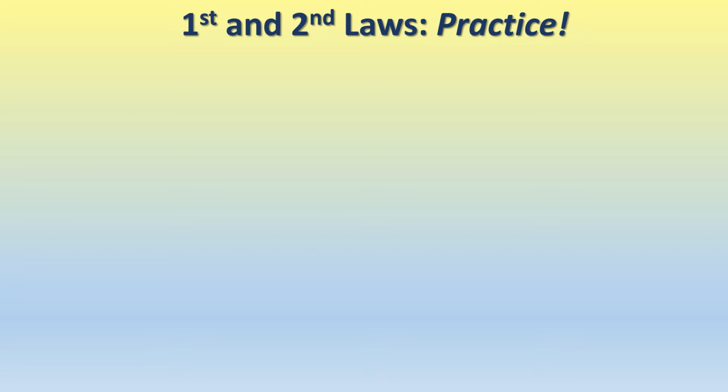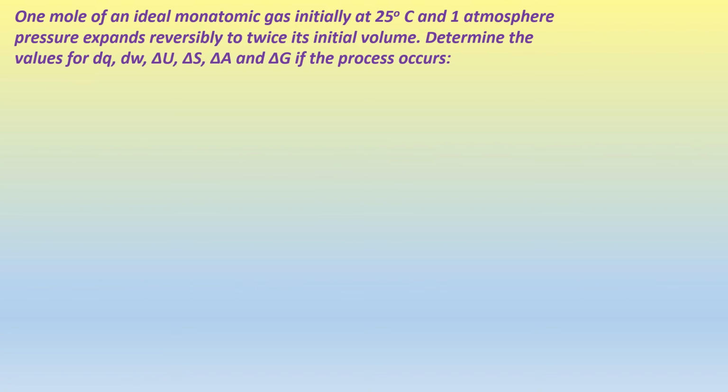These concepts and the development of the two laws were covered in prior videos, which are linked in the description below. In the current video, we're going to look at how to implement the laws through various simple problems. For example, if I have 1 mole of an ideal monatomic gas initially at 25 degrees C and 1 atmosphere, and that gas expands reversibly to twice its initial volume, what would the values be for the thermodynamic variables of heat, work, internal energy, entropy, Helmholtz energy, and Gibbs energy, if this process occurred isothermally?